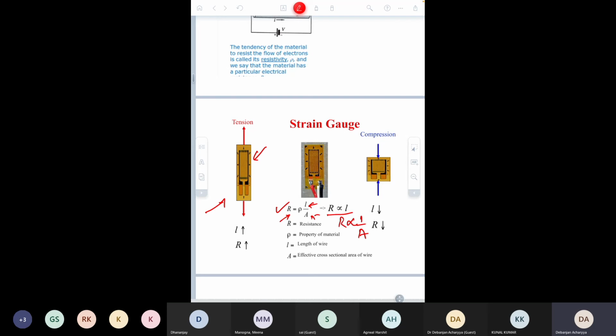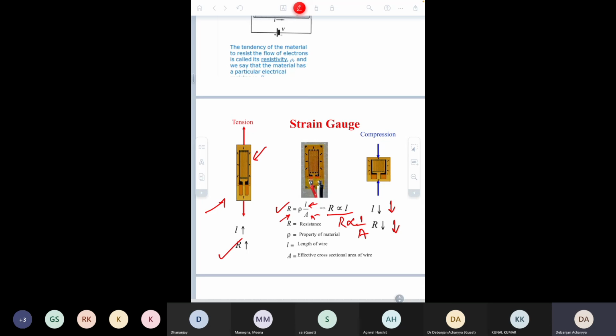See, if you put this strain gauge under tension, what happens? The L will increase, therefore R will also increase. On the other hand, if you put this strain gauge under compression, then L, that is the length, will decrease, therefore R also decreases. This kind of strain gauge has wide applications, starting from the load cell to the pressure sensor. For torque measurement, there are several kinds of measurements where only strain gauges are used.